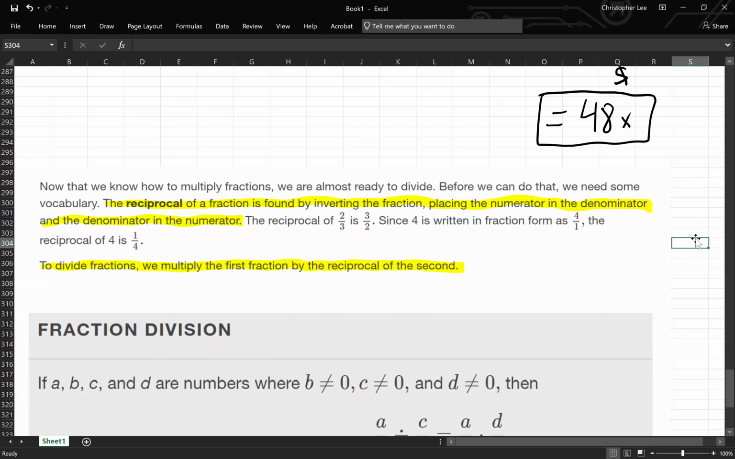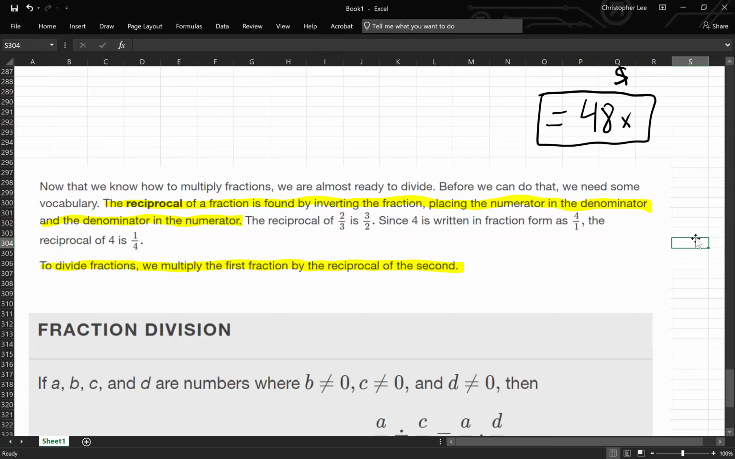So the reciprocal of a fraction is found by inverting the fraction, placing the numerator in the denominator and the denominator in the numerator. For example, the reciprocal of 2 over 3 is 3 over 2, right? Flip it. So when you hear the word reciprocal, flip it. Since 4 is written in fraction form as 4 over 1, when you flip that, it becomes what? 1 over 4. So the reciprocal of 4 is 1 over 4. This is the flip part, just the flip part. But we're gonna get to that in a second.